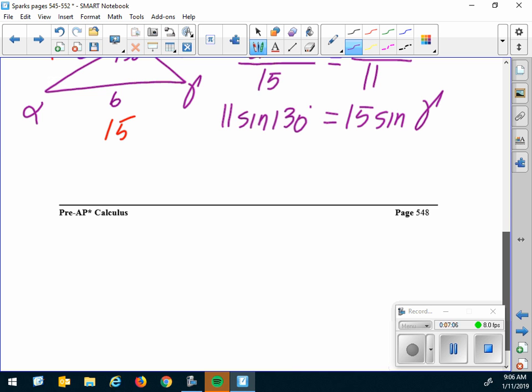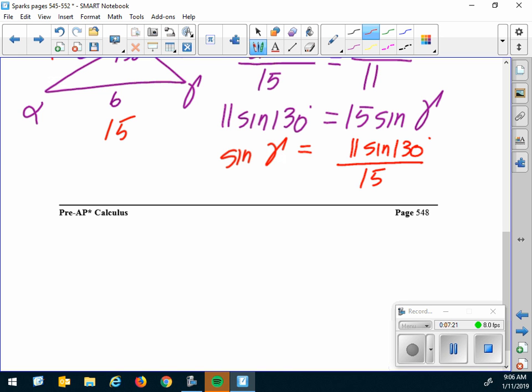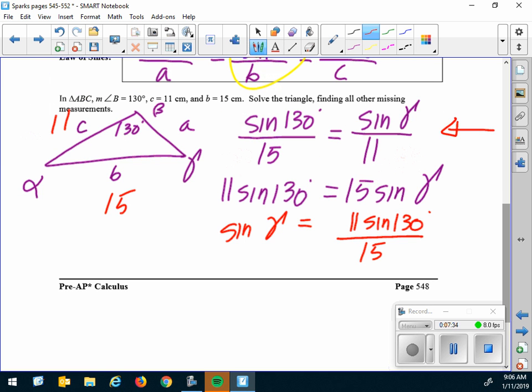How do I solve? What do I do? Divide by 15? Yep. And so I'm going to have sine of gamma equals 11 sine 130 over 15. Same thing. If I took this proportion and I multiplied both sides by 11, it's the same thing. Yep, no problem.